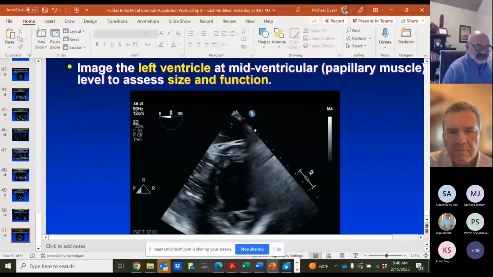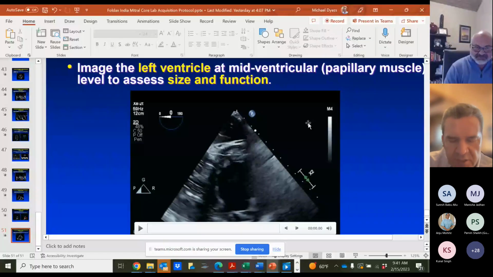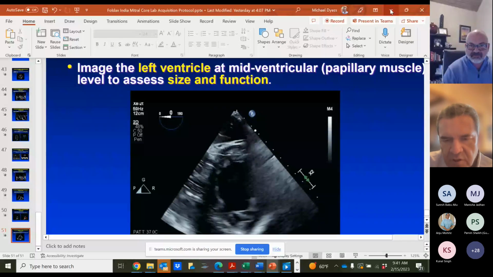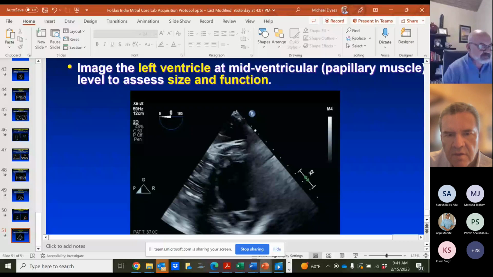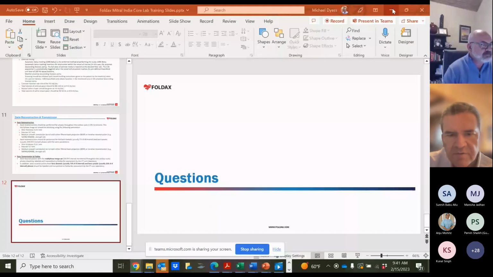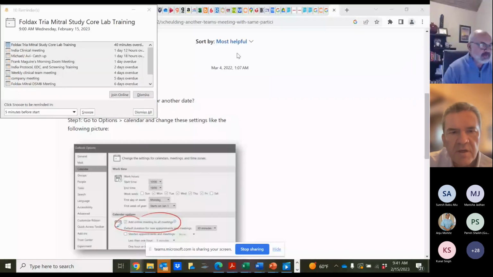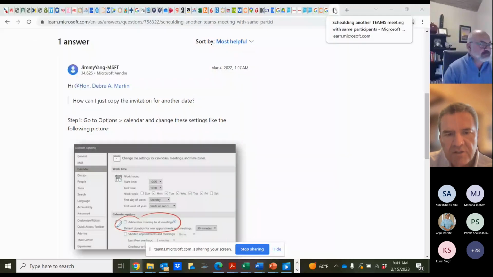And that's the end of the presentation. Okay, and just one last image from the transgastric views. We can increase the multiplane angle at the level of the mitral valve to 90 degrees to give us a good view of the submitral apparatus and the mitral valve from the transgastric windows. But that's our transthoracic and our transesophageal echo protocols.